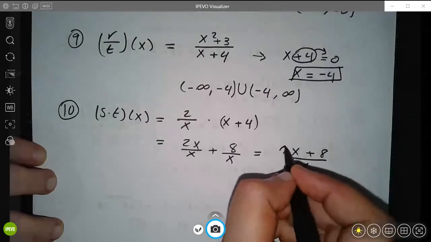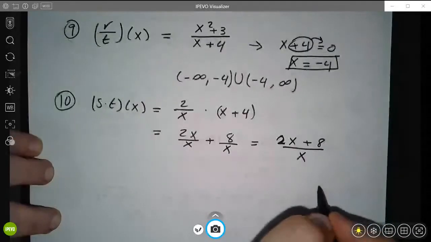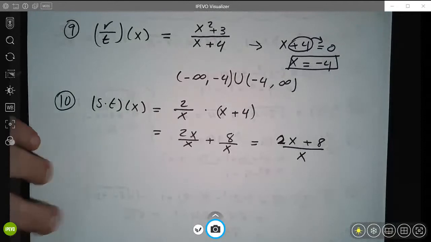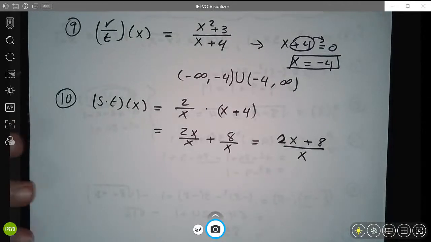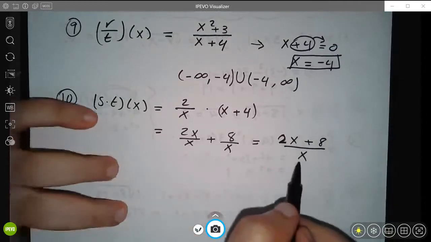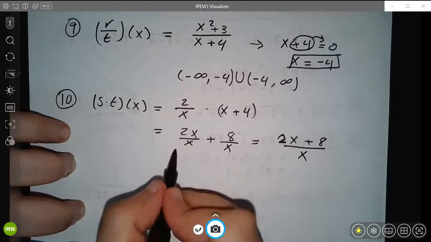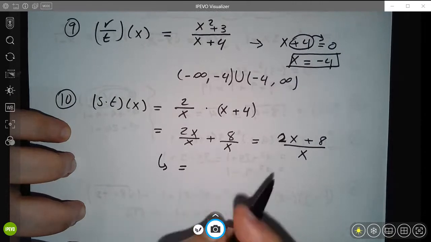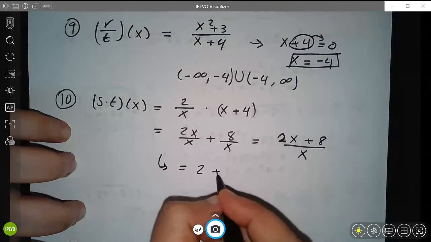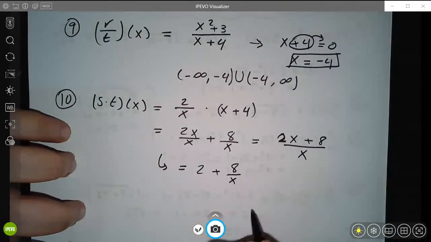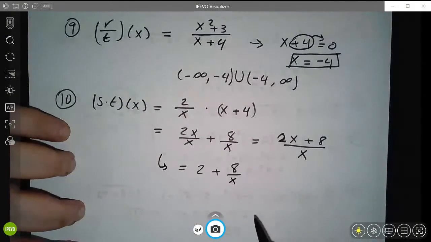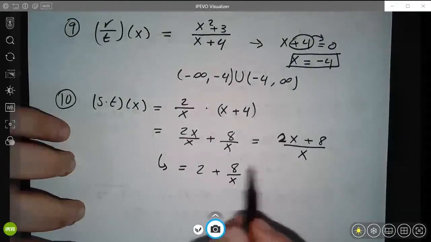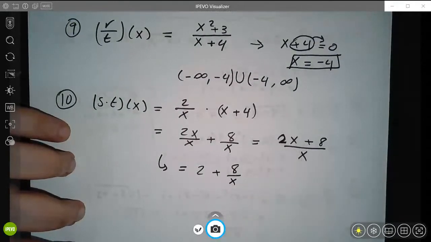Now, this right here is my function. Now, if you saw this, and instead of writing that, you thought this x cancels with that x, so this is another alternative, that gives us 2 plus 8 over x. That's also correct. That's fine. It's the same result. Now, what is the domain of this function?